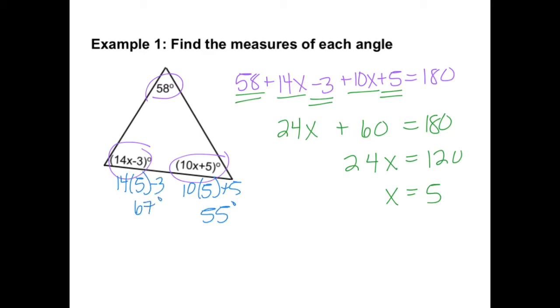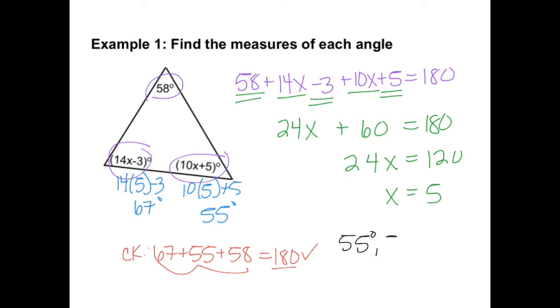So plugging the 5 in, I got 67 degrees, 55 degrees, and then we had the 58. Now I am going to perform just a quick check, and I'm going to add these. I'm writing this down, but really you don't have to write this down. You just have to enter it into your calculator. Add these three angles together to make sure that they do actually equal 180, so that way you know that your answer is correct. So my final answer is that my angle measures are 55 degrees, 58 degrees, and 67 degrees, and I just put them in numerical order. Those are my 3 angle measures.